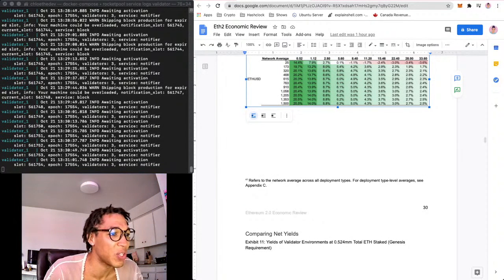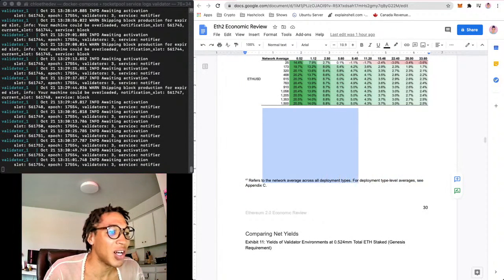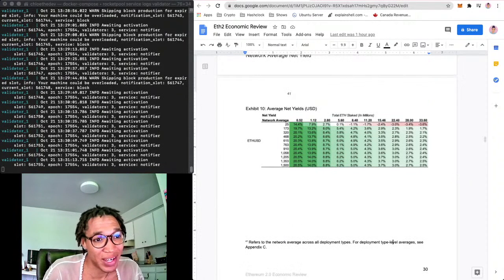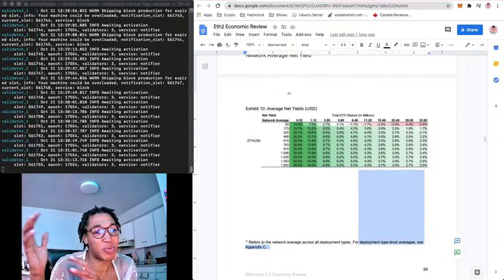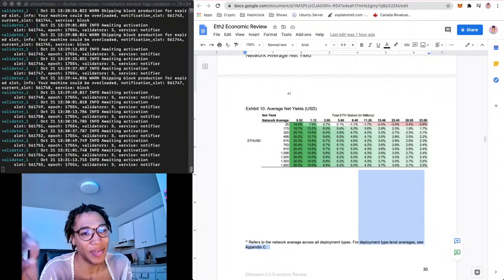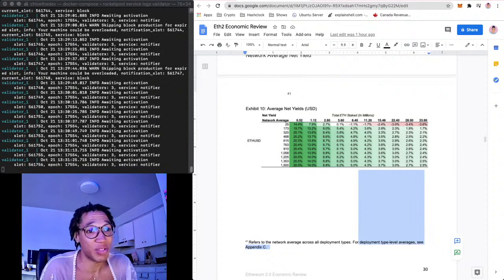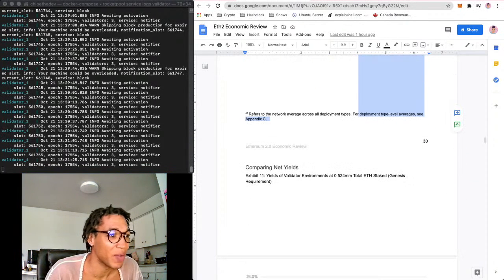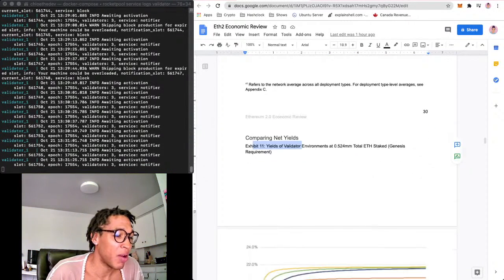This refers to the network average across all deployment types. So it's kind of hard to read the graph, just because these are all averaged out. You're going to have certain deployments where they expect things to be in the positive, certain things in the negative. But I guess what they're saying is if the price of ETH stays low, there are some potential issues there. And they're going to compare net yields.